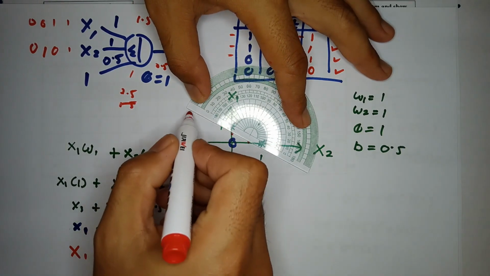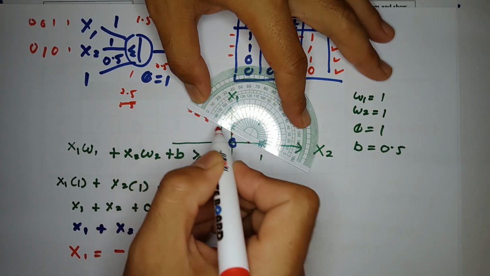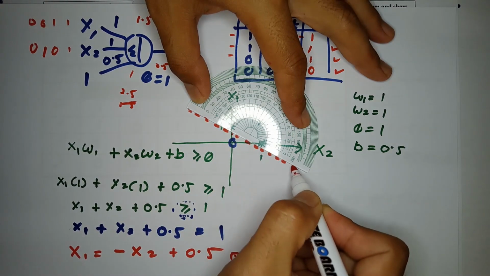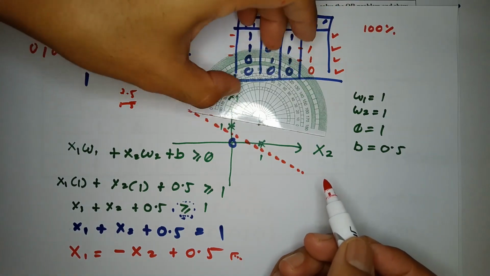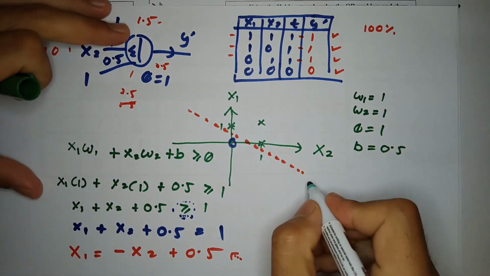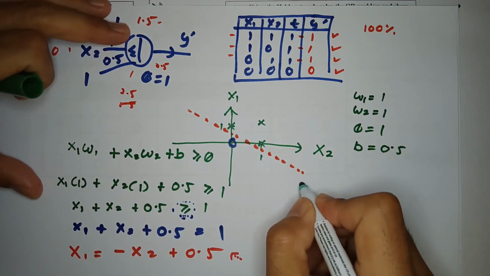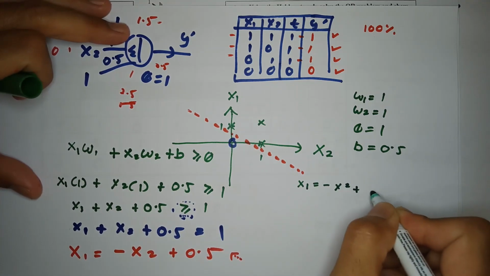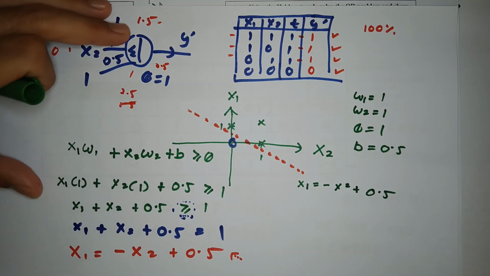So for this particular case, this is the location or the illustration of our decision boundary. Our decision boundary equation will be x1 equal to negative x2 plus 0.5.